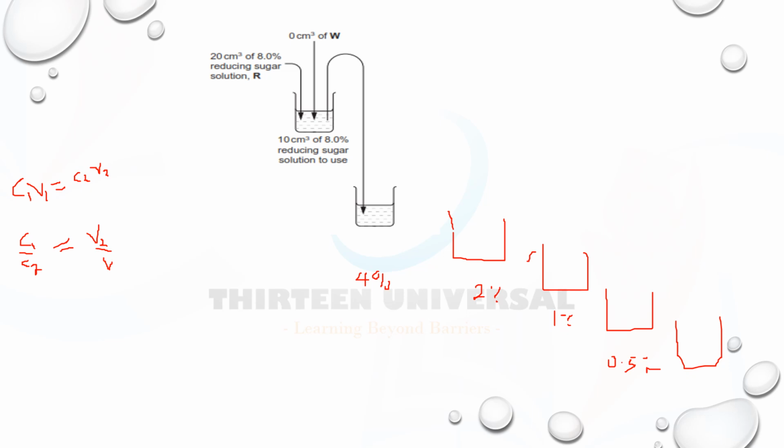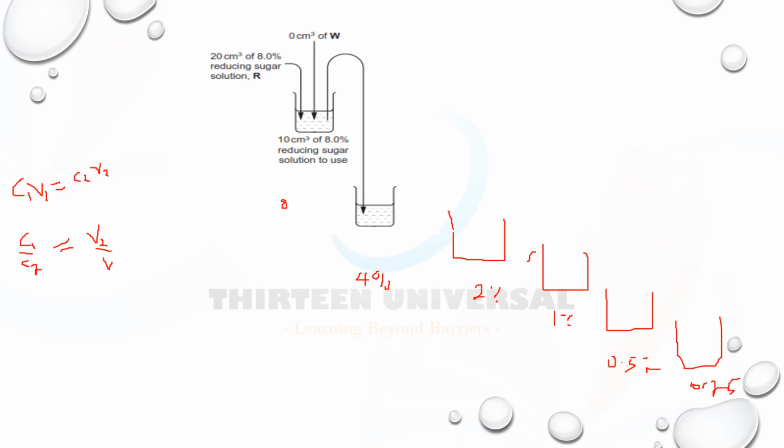So that is 0.25 because we're diluting by half. That is the dilution factor. So this is 0.25 percent. So if I want to check my dilution factor, remember that this first one is 8, right?